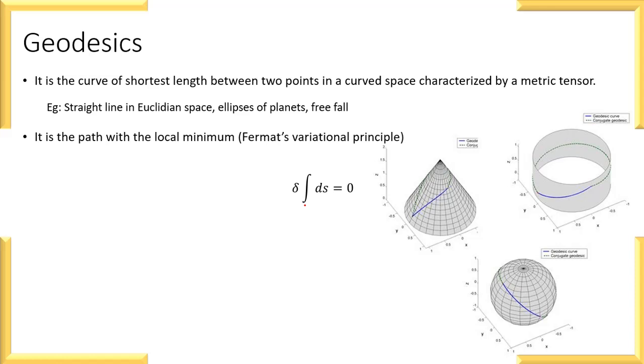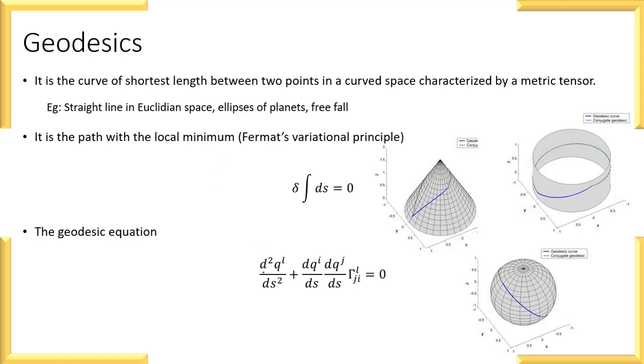It's a path of the local minimum, that is, a path which is taken by a body under free fall. Using Fermat's variational principle, which is actually used in optics, it can be used over here also. Delta, that is deviation in the path ds, must be equal to zero. A geodesic equation can be written in this form.